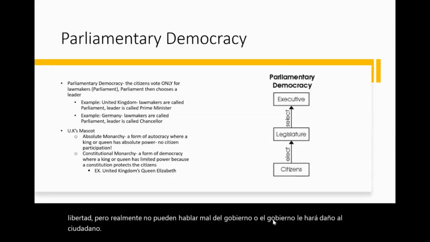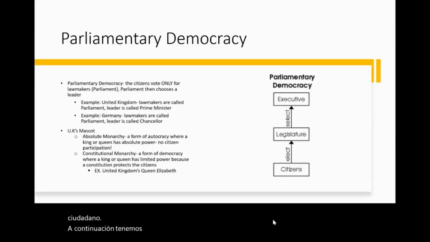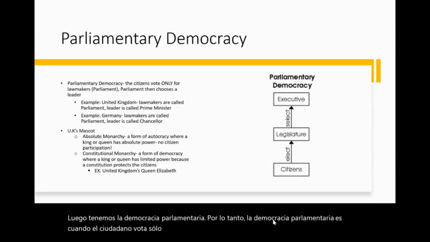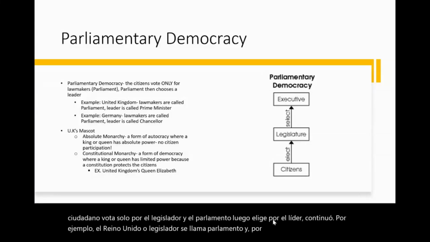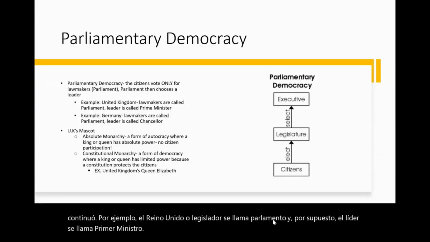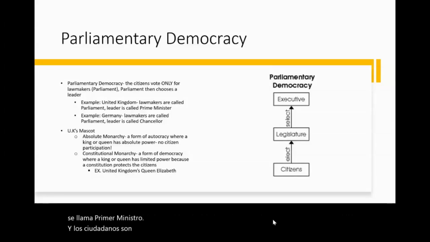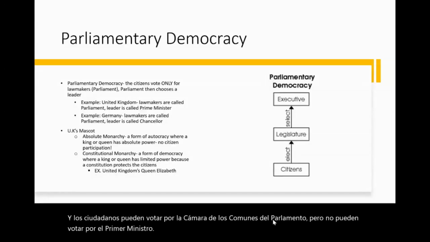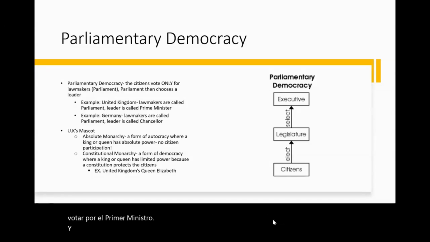Next, we have parliamentary democracy. Parliamentary democracy is when the citizens vote only for the lawmaker and the parliament then chooses the leader. We know, for example, United Kingdom, the lawmaker body is called parliament, and of course, the leader is called a prime minister. And citizens are able to vote for the parliament, House of Commons, but they cannot vote for the prime minister. And for example, Germany as well, they have a head of government called chancellor.